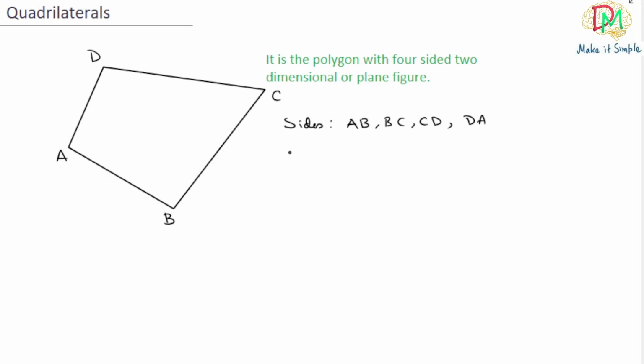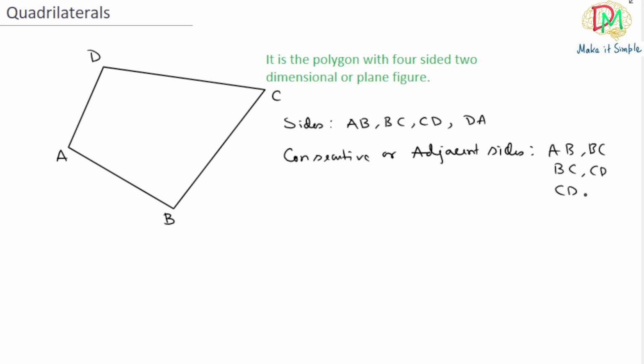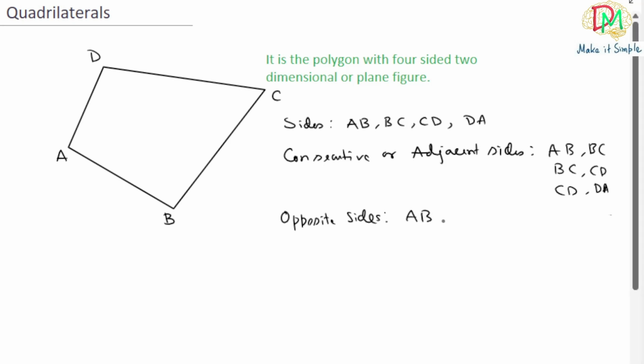So examples of consecutive or adjacent sides are AB, BC, or you can say BC, CD or CD, DA. So what are the opposite sides? Opposite sides are AB, DC and BC, AD.